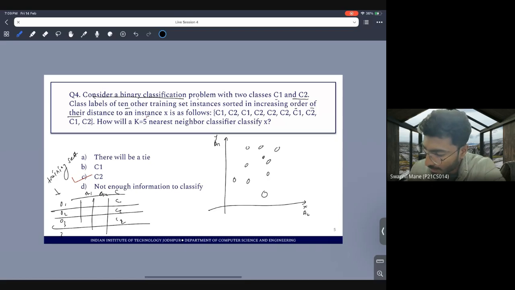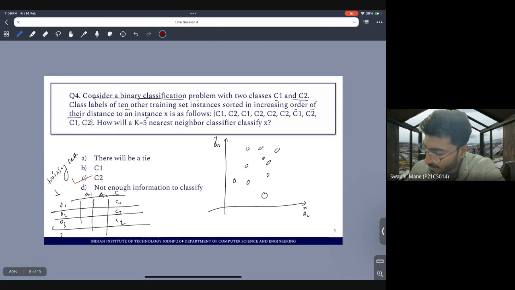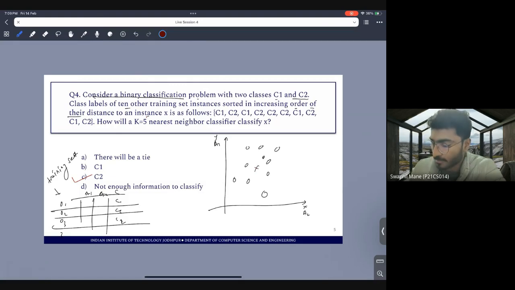And our new point is plotted at this position because of its attribute values: the attribute 2 value is at this point and the attribute 1 value is at this point. Based on that, it is plotted here. After plotting it, we have to calculate the distance between x and all other training points. That means we are calculating between this point, this point, all other points. This is x.